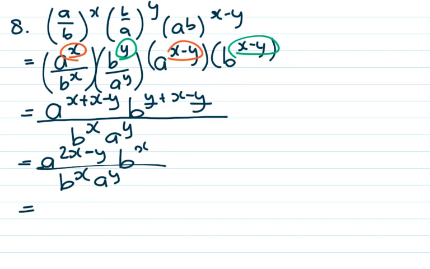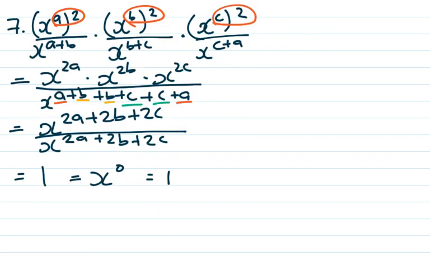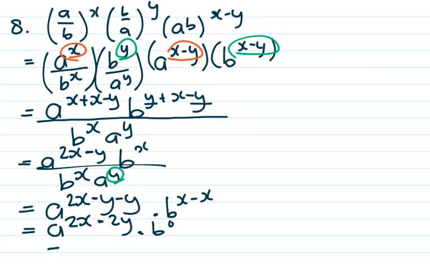Now I'm going to subtract exponents as I divide, so I'll have a to the power of 2x minus y, and then minus this y here, times b to the power of x minus x equals a to the power of 2x minus 2y times b to the power of 0, equals a to the power of 2x minus 2y.